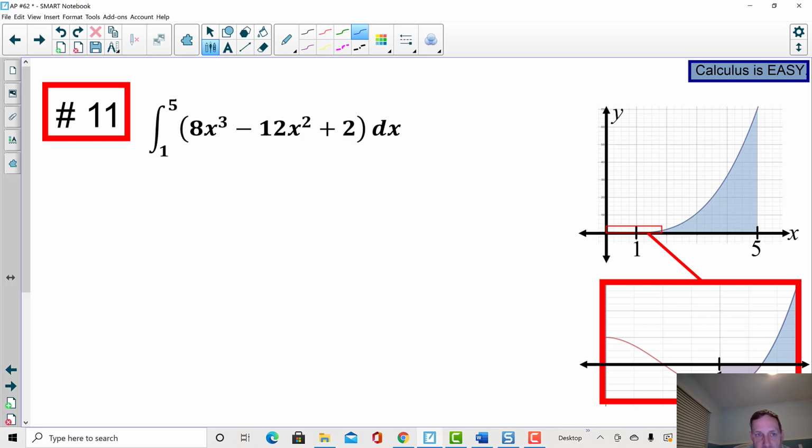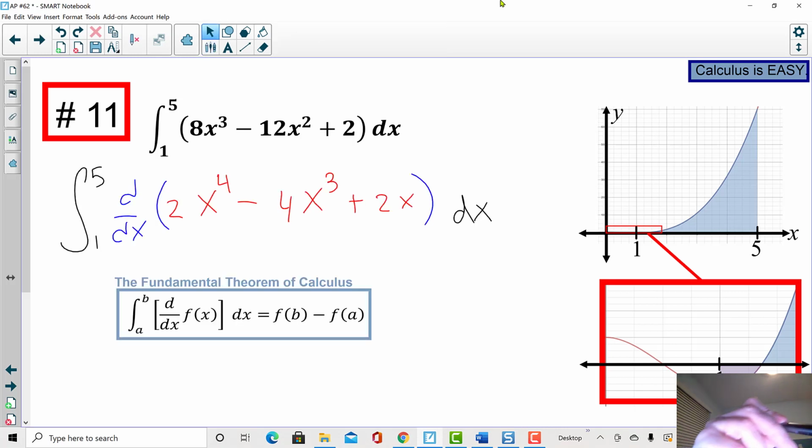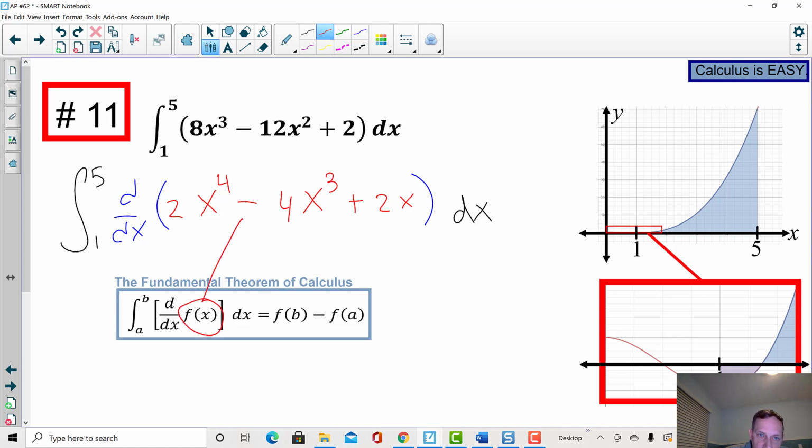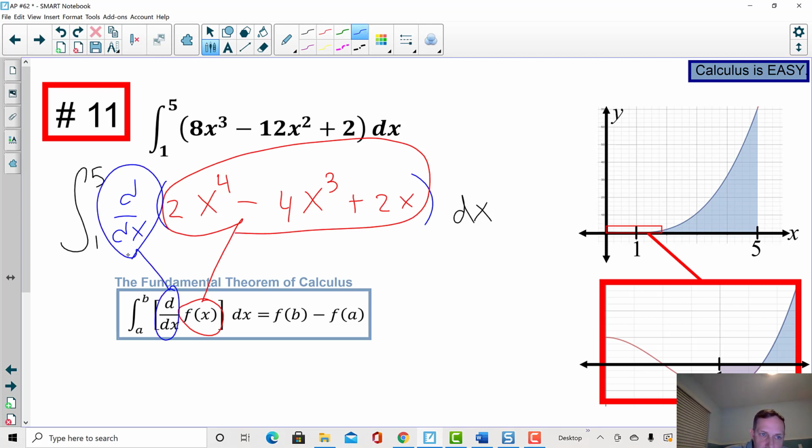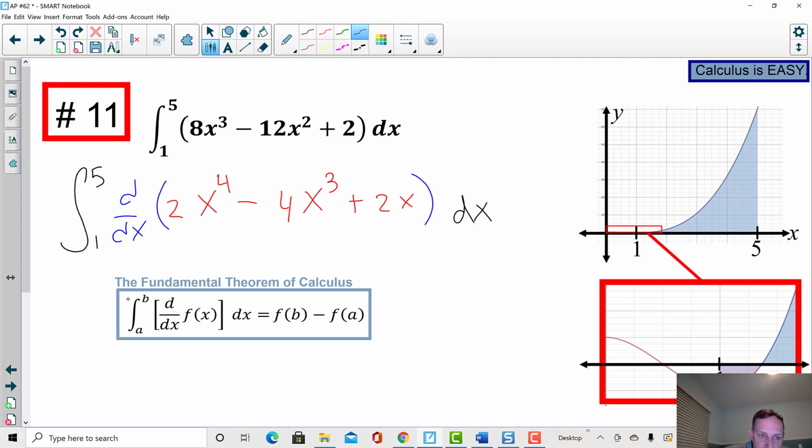I'm going to rewrite this as the derivative of some function so that it matches up with the fundamental theorem of calculus. And the function is going to end up equaling this red piece here. Remember, we're doing the integral of a derivative. And basically what's happening is the integral and derivative are kind of like inverses. They kind of cancel each other out.